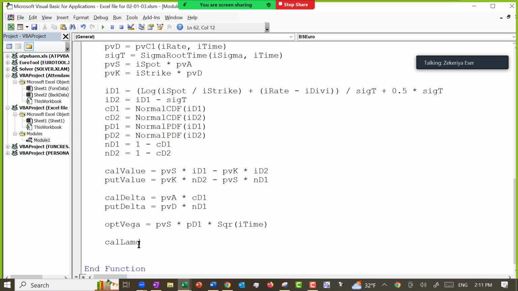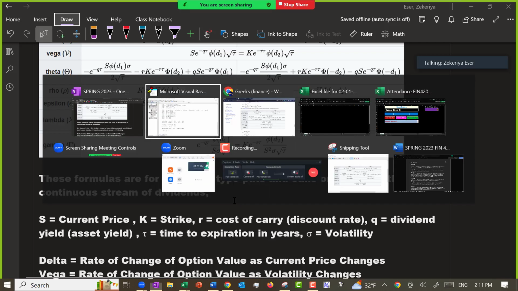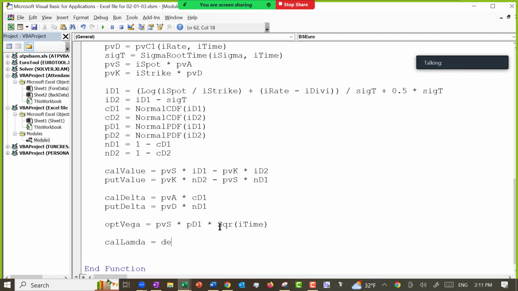Let's remember the formula. Delta times spot over value. So call delta times spot over call value. Of course, put lambda is similar. Put delta times spot over put value. Okay, that part is done.